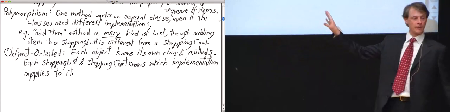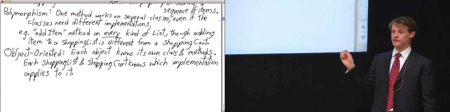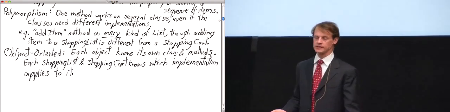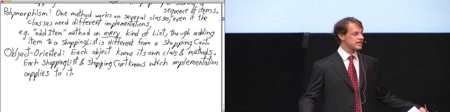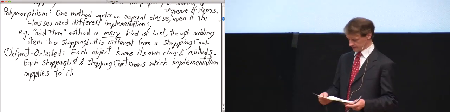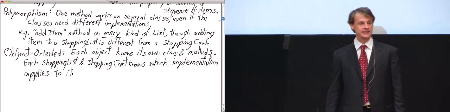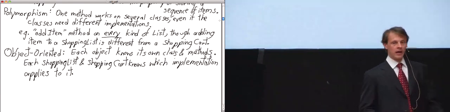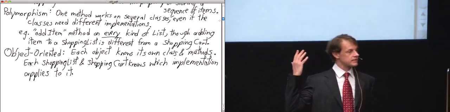Now, in this list of properties I've put up, polymorphism is, in a sense, the most important one, because polymorphism is the one that distinguishes object-oriented languages from standard procedural languages like C and Pascal and Fortran and BASIC. Any questions about this?